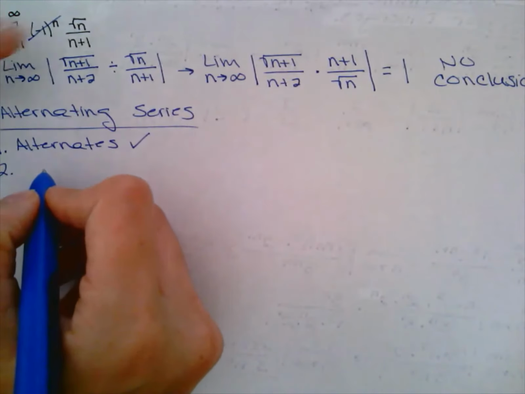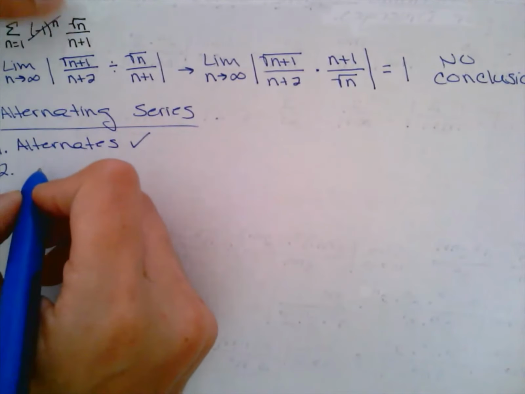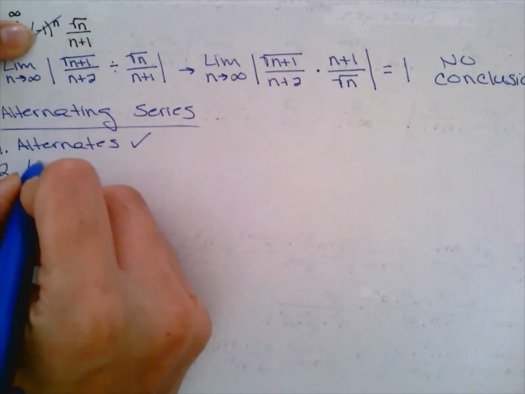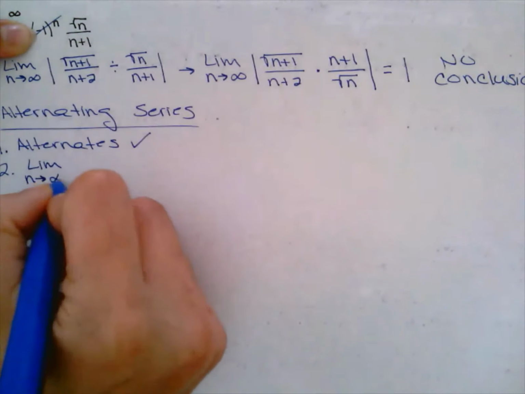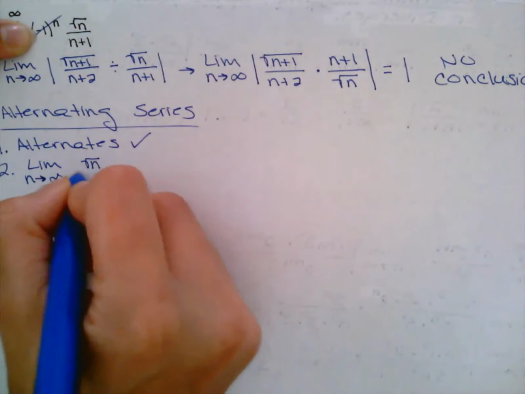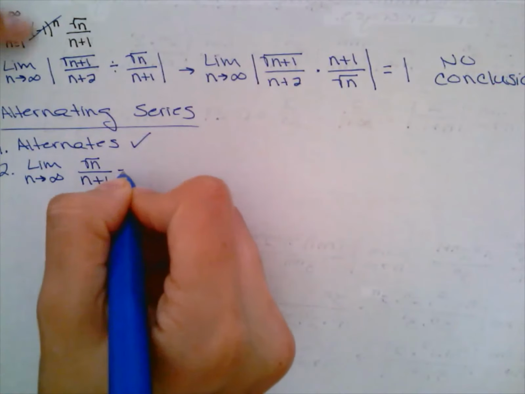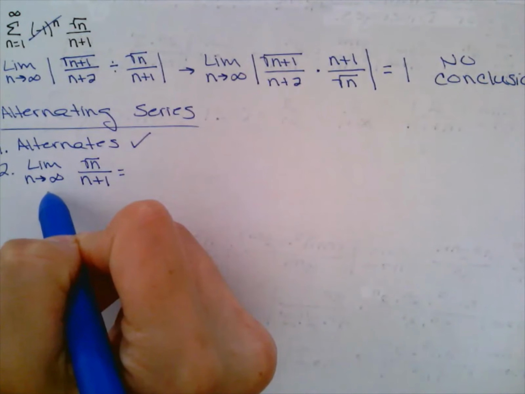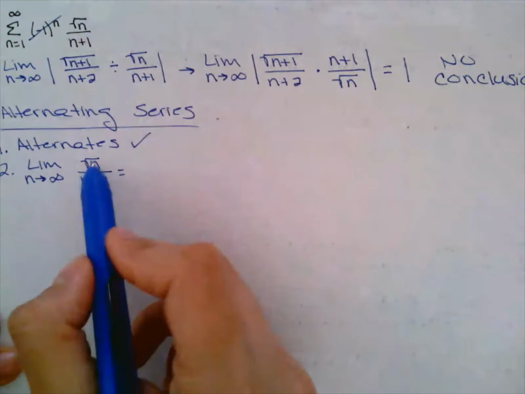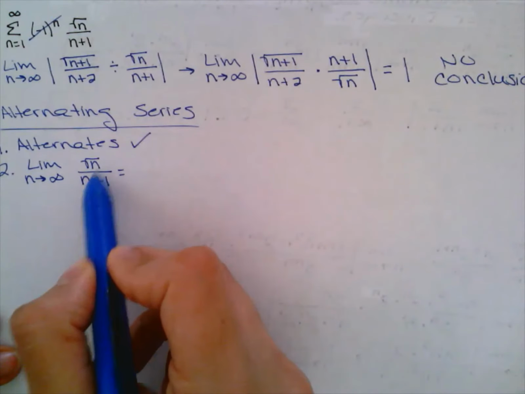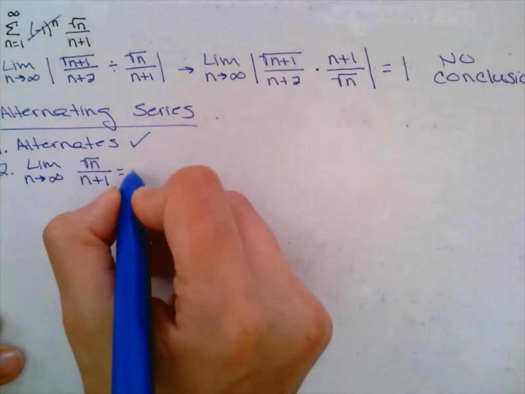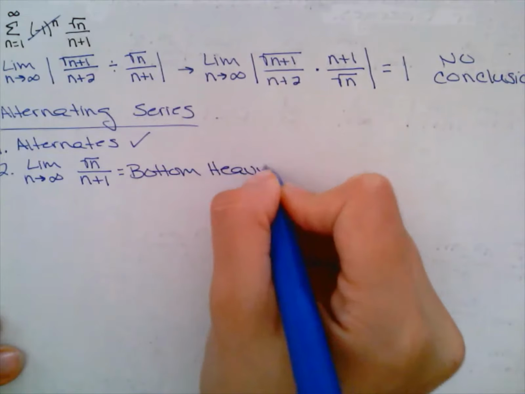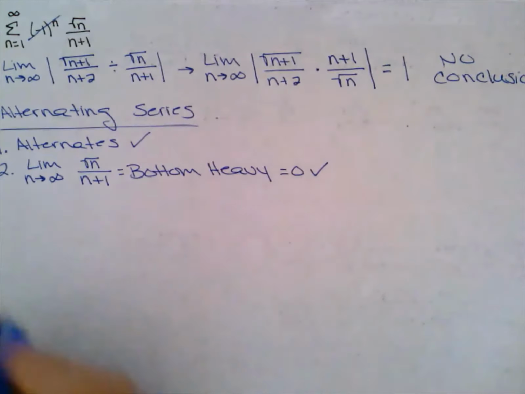2, I want to look at the limit as n approaches infinity of a sub n, which a sub n is what's left over when I'm not paying attention to that alternating. So the limit as n approaches infinity of square root of n over n plus 1. Okay, now I want to make sure and prove that this equals 0. So if I'm doing a limit as n approaches infinity, this is our horizontal asymptote rule. My exponent in the top is raised to a 1/2, and the bottom is to the first, which means this is bottom heavy. Bottom heavy means that it equals 0. That's what I was looking for.